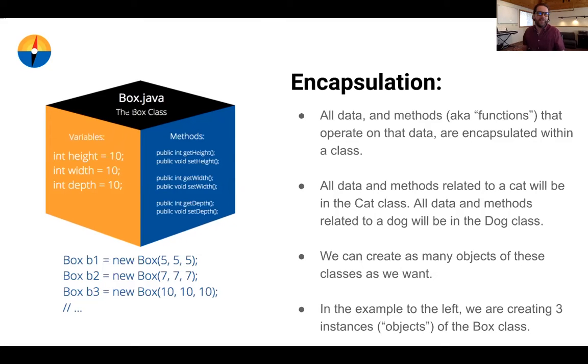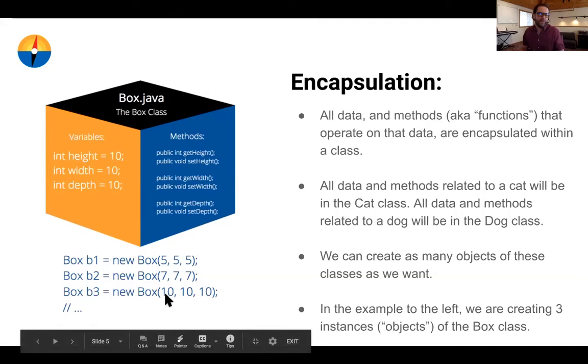So the file is called box.java. Once it's compiled, it'll be a class file. It's also called the box class, right? So here I'm creating 3 new objects of this box class. The first one is called B1, and it's got the dimensions of 5, 5, and 5. The second one's called B2. It's got the dimensions of 7, 7, and 7. And the third one is B3 with the dimensions of 10, 10, and 10, right?